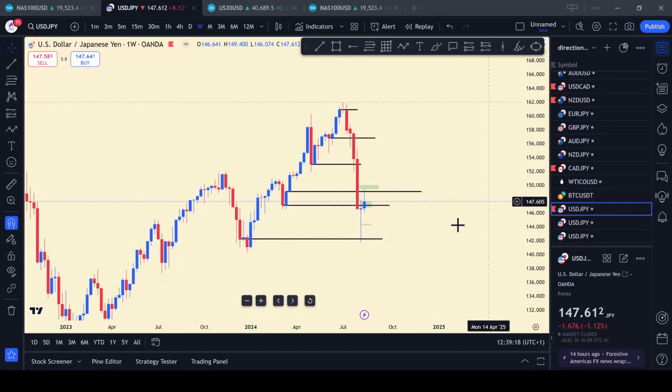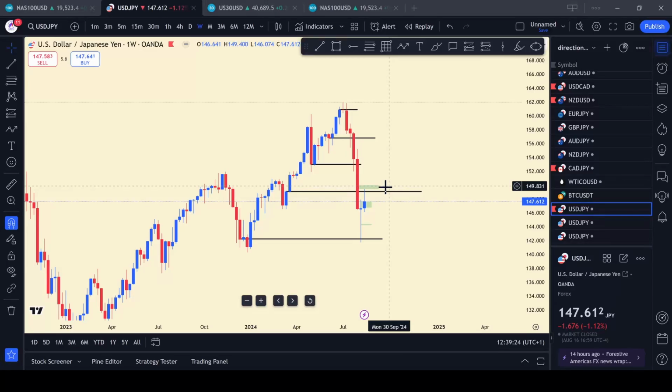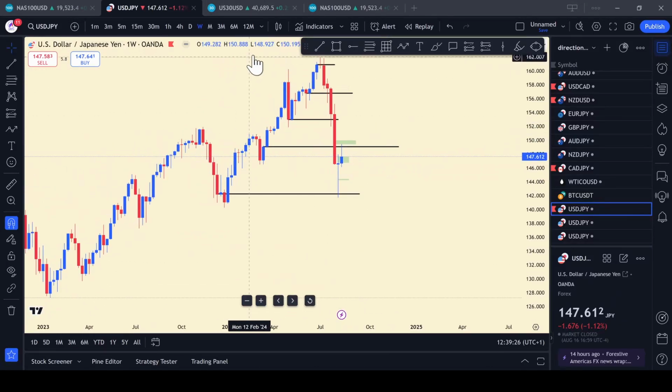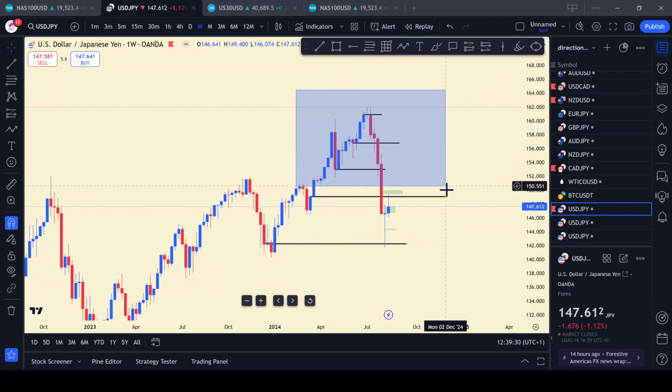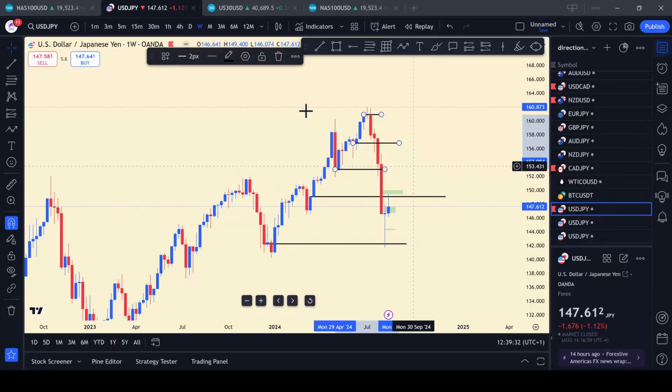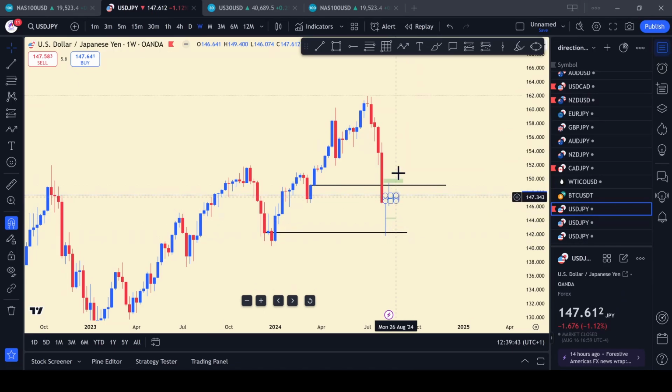Okay. So now let me mark out only the key levels that I'll be interested in. The recent range. What I mean by recent range is the supply that was broken and the demand that price is currently respecting. So those two levels are my range.